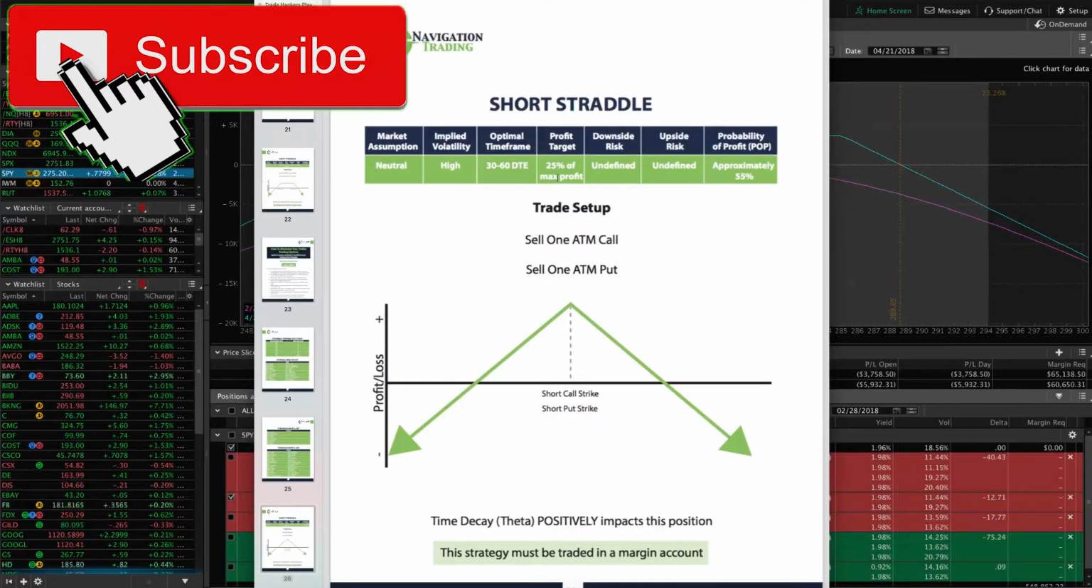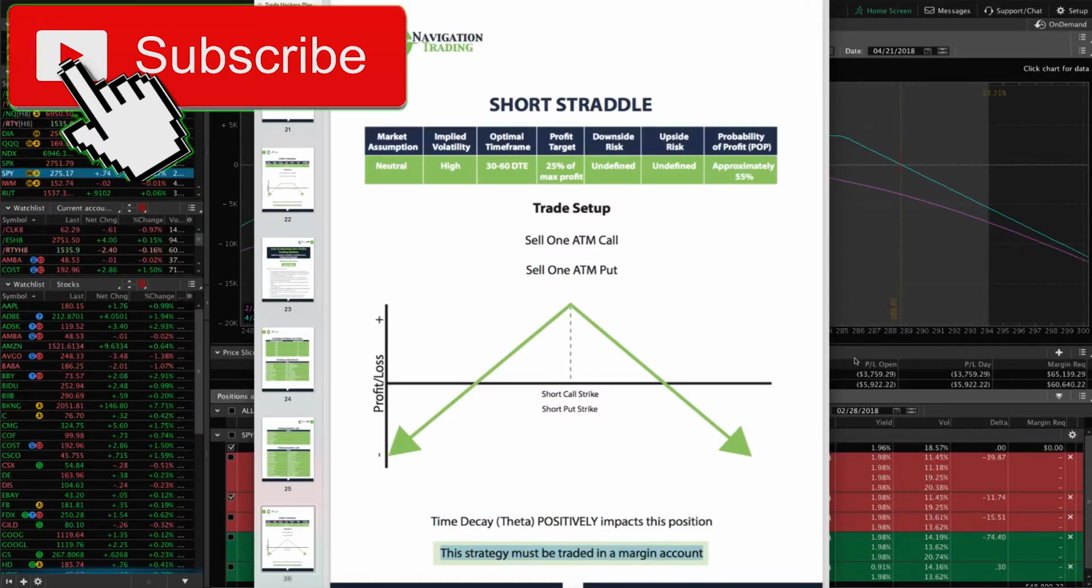Our profit target is a little bit smaller. We're only looking for about 25% of max profit with a straddle, but the downside is undefined, the upside is undefined, and our probability of profit is a little bit less. And by doing this, we're simply selling one at the money call and selling one at the money put. And so this is what the graph looks like. Time decay, or theta, is also positive.